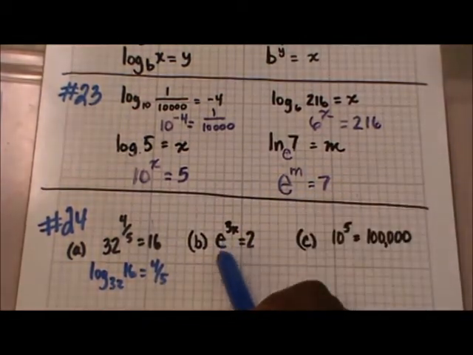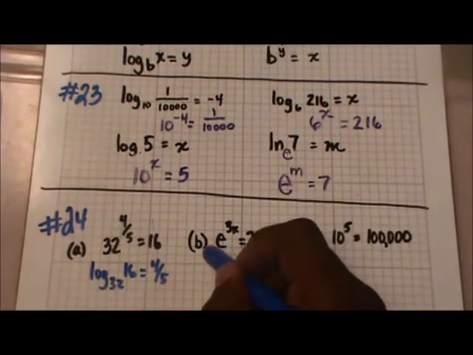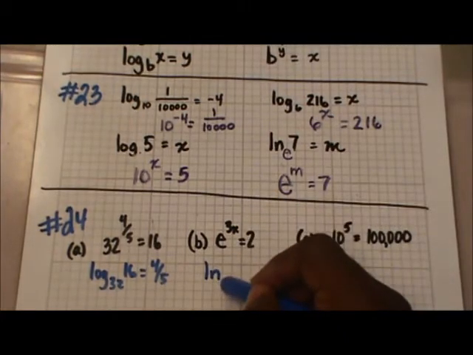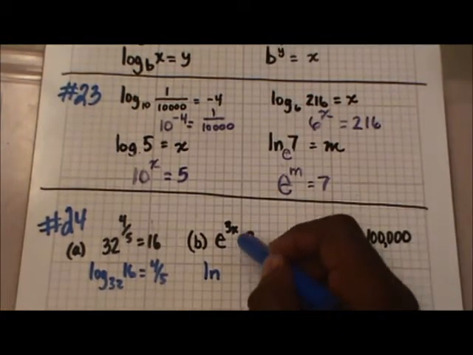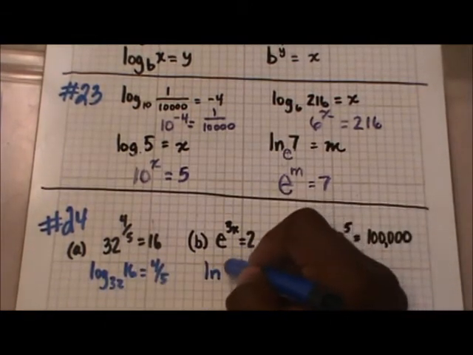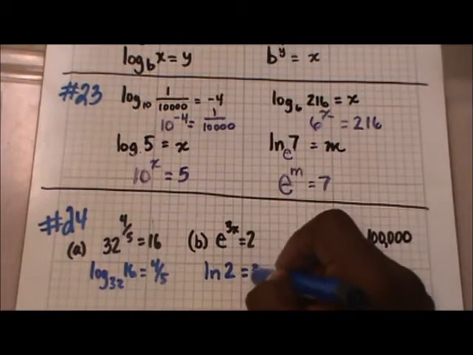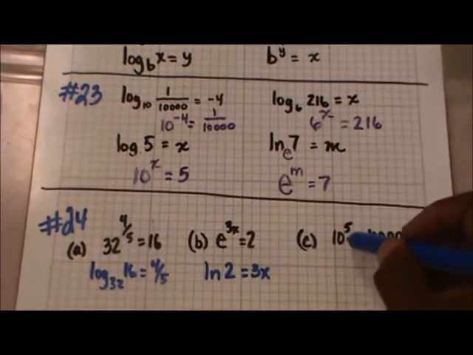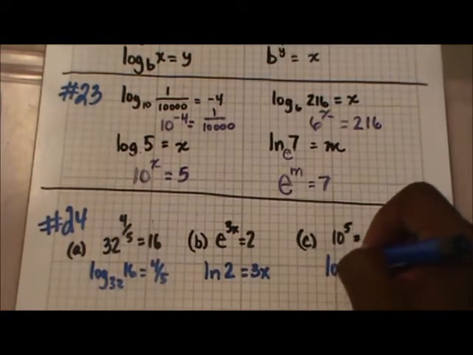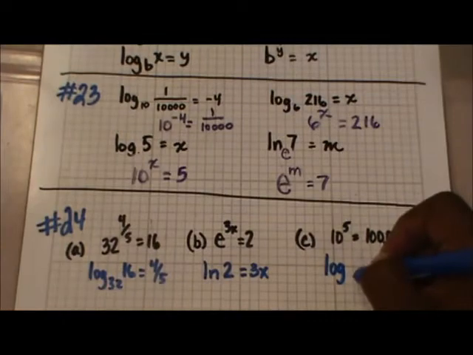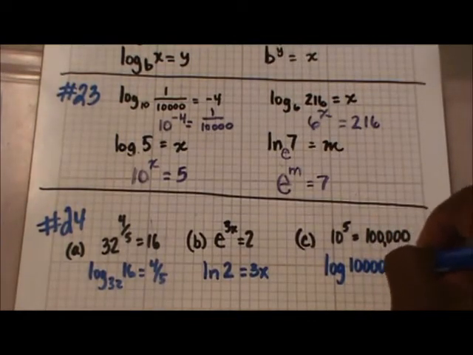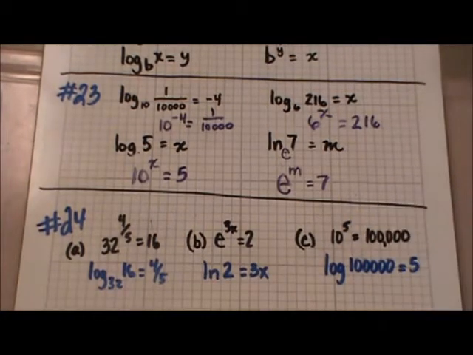Here, if I bring e down, it doesn't become log base e, it becomes natural log of, and please don't write natural log of base e. Just natural log, that's what log base e is. Natural log of 2 is equal to 3x. And the last one, we bring the base 10 down, and we don't write the base 10. We just write log, we know it's a 10 there already. Log of 100,000 is equal to 5. So we flip it. Done.